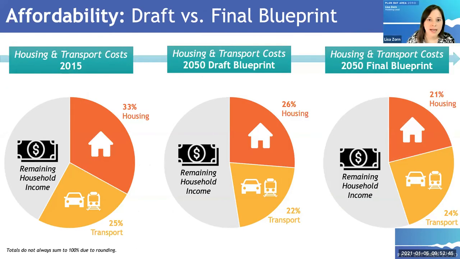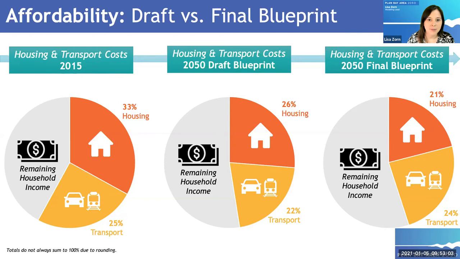We're going to provide a high-level overview of the equity and performance outcomes of the final blueprint today. Refer to planbayarea.org for a 4-page briefer of all the forecasted outcomes and metrics. Let's start with some of the most critical metrics for our region: affordability, mode shift, and greenhouse gas emissions.